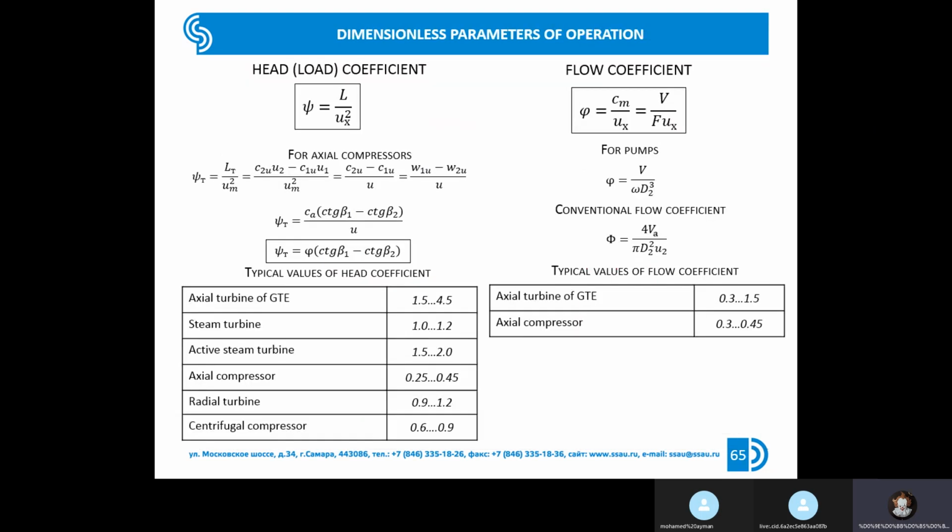And the last idea here is the typical range of the parameters for the different types of turbomachinery. You could use it, you could not use it. It depends on you. So for us, the most useful values are for axial turbines and axial compressors. Where is it? This one. And the typical flow coefficient for this type of turbomachinery, for axial turbine and axial compressor.